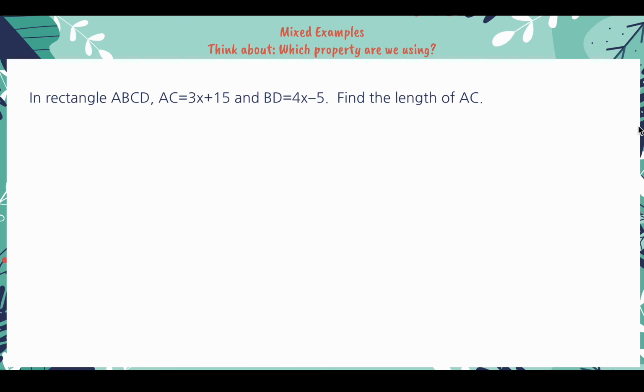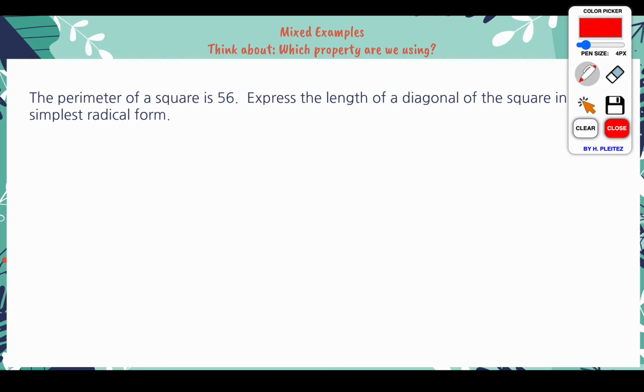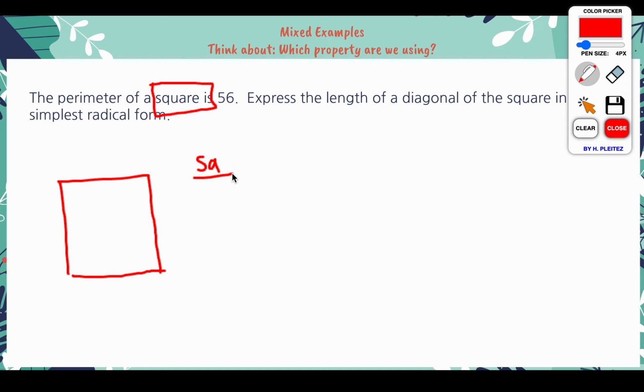Okay. And very last but not least, we have an example with the square, the perimeter of a square. And before I even read, I'm drawing my square, and I'm going to try to label what I know. Now remember, square was the combination of rectangle and rhombus. So one, I know all angles are 90. I know diagonals are congruent. This comes from the rectangle portion of it.